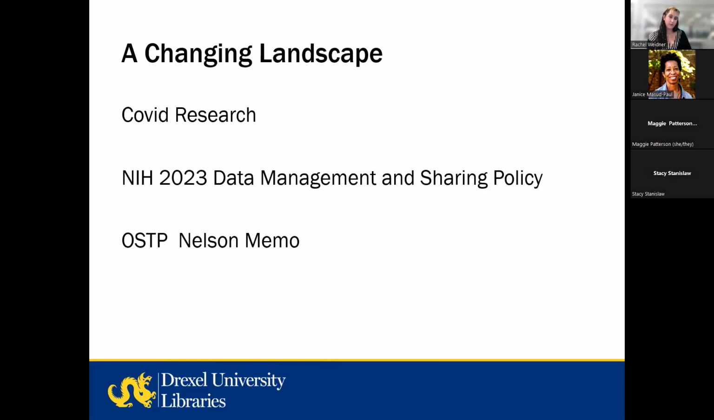And then finally, there's the Nelson memo from the Office of Science and Technology, and that encourages access to research by requiring federal funders to update their public access policies by the end of 2024, with implementation dates of no later than 2025. Their grant recipients should be guided to provide free and immediate public access without embargo to research papers and data in agency-designated repositories.